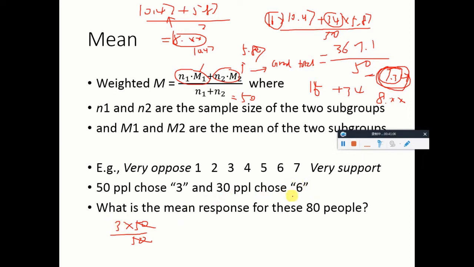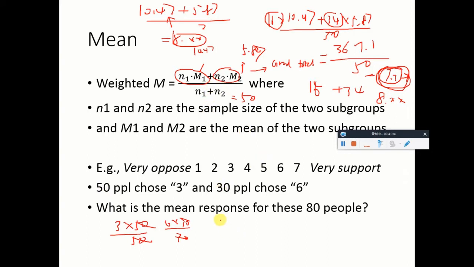Similarly, the average response for this subgroup of people will be 6. Okay, 6 times 30, that's the grand total for this subgroup. We have 30 people, so these two 30s cancel out. So now we have M1 is 3, M2 is 6, N1 we have 50, N2 we have 30.